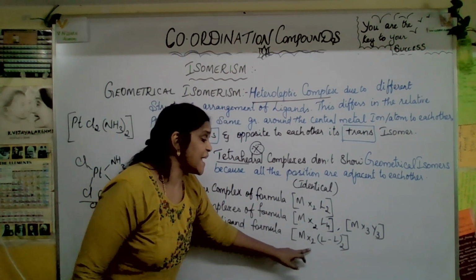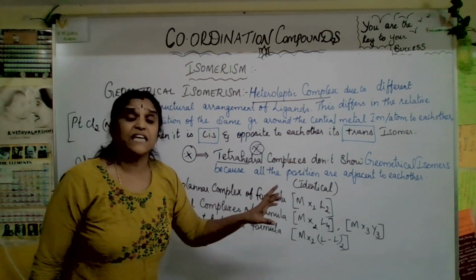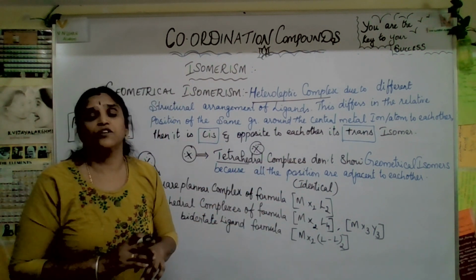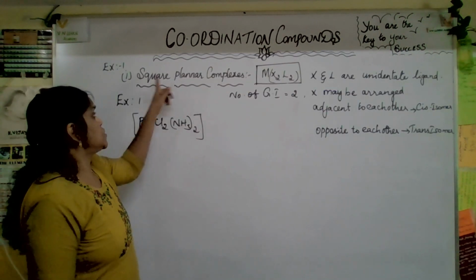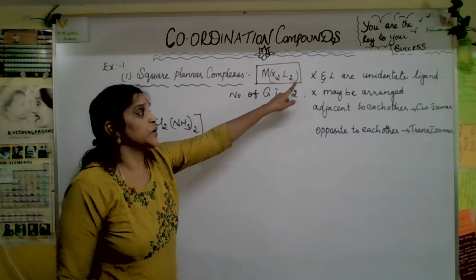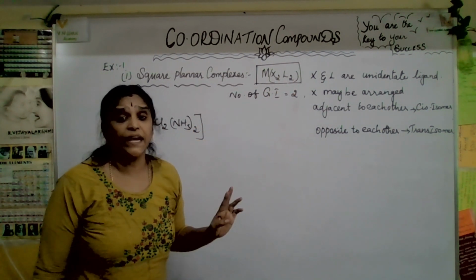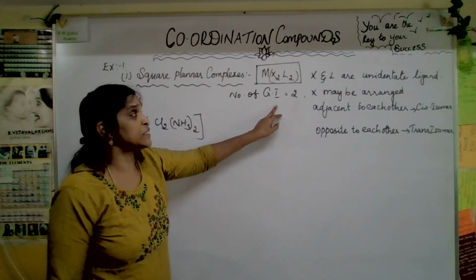Mx3Y3. Mx2, this is didentate ligand. So these are all examples with clear explanation with the diagram. Let us go and learn. Now the first one, square planar complexes Mx2L2. X and L are unidentate ligands. How many geometrical isomers are possible?